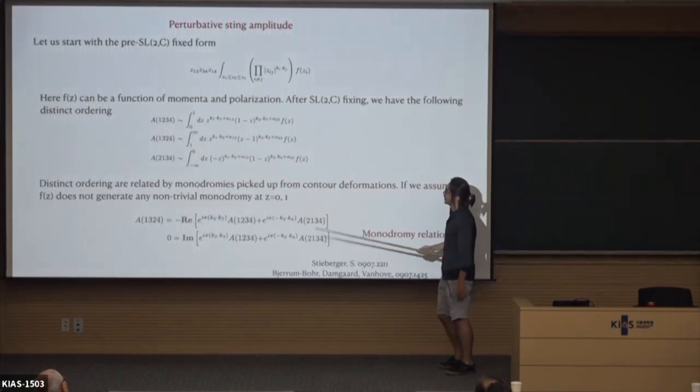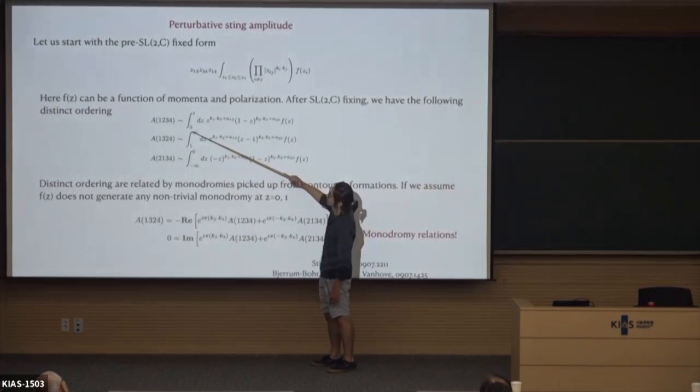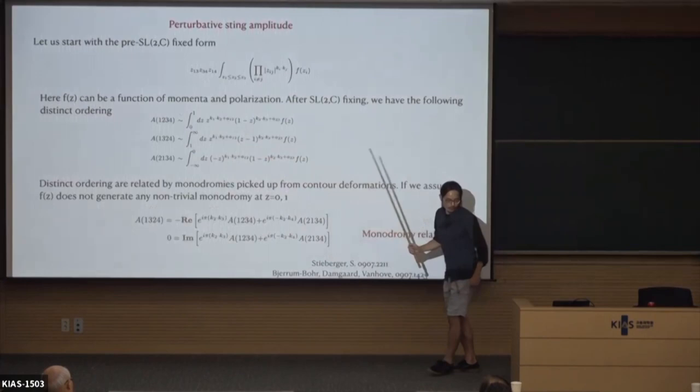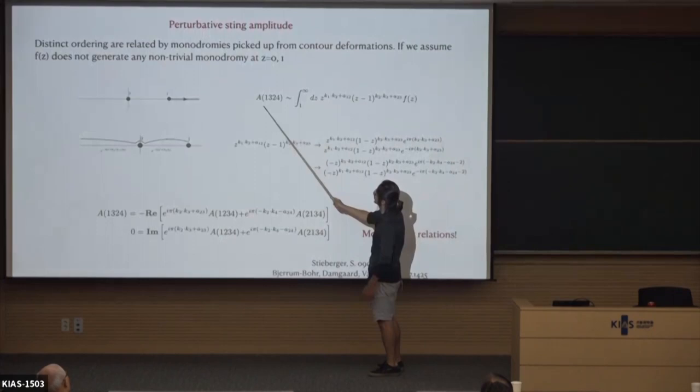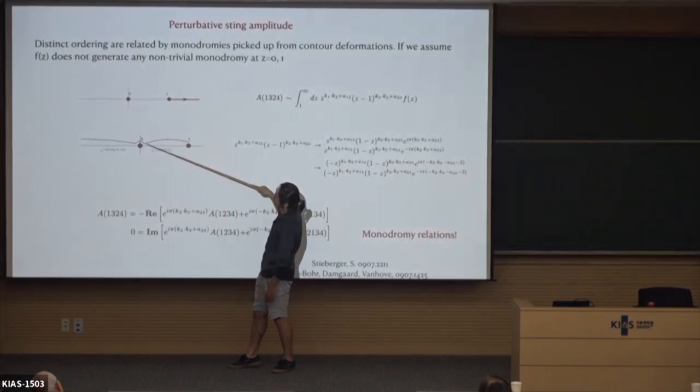What this means is that these three amplitudes are actually related by what is called a monodromy relation. Because you can take the contour integral from 1 to infinity and do a contour deformation to go to, for example, 0 to 1 and minus infinity to 0, with extra monodromy picked up around z equals 1 and z equals 0. So just to show you how this happens, you start with this integral. Again, you don't care what this function is. This is going from 1 to infinity. You can contour deform this to here. And from 0 to 1, this is the one ordering, and from minus infinity to 0, this is the other ordering.